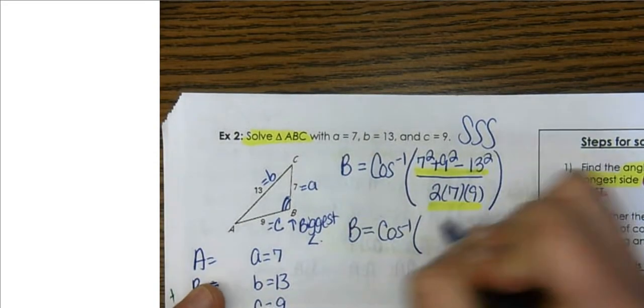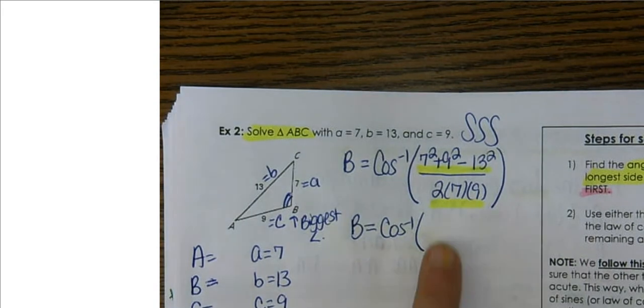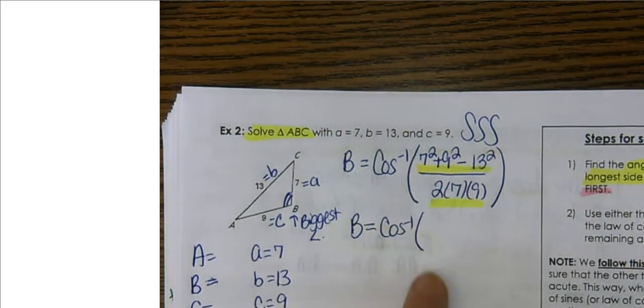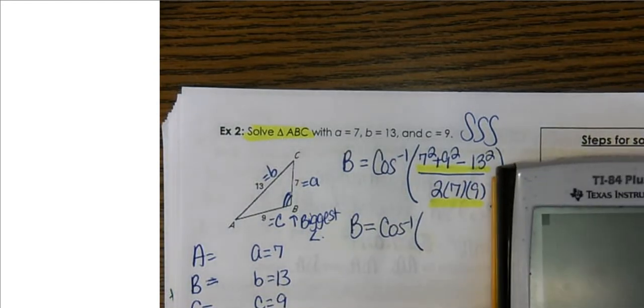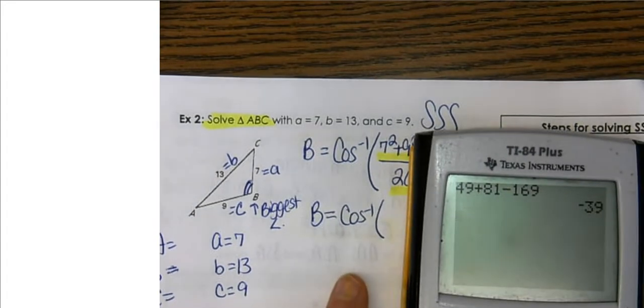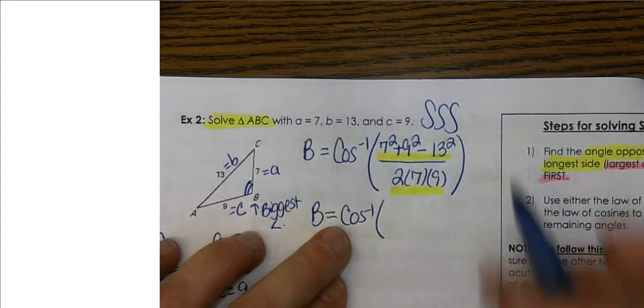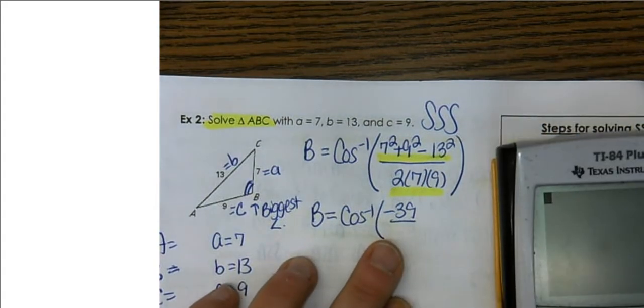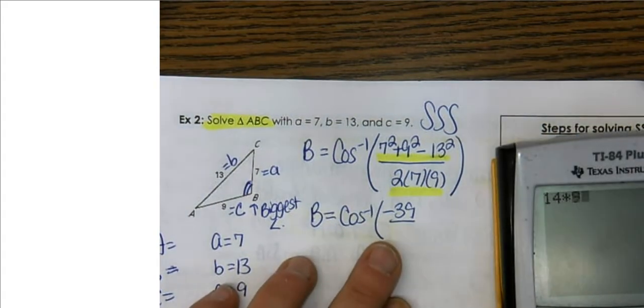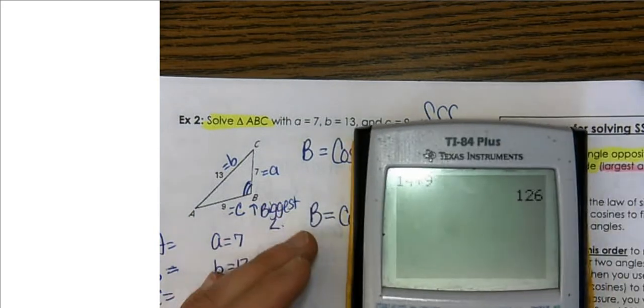So I'm going to put into my calculator 7 squared plus 9 squared minus 13 squared. So that's 49 plus 81 minus 169. And my numerator is equal to negative 39. My denominator is 2 times 7 times 9. So that is 14 times 9, which is 126.